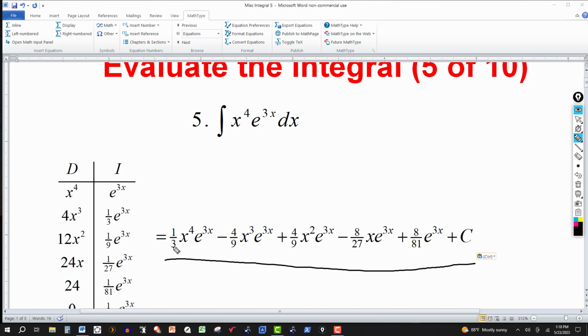They're reduced. So the first term is 1/3 x to the fourth e to the 3x minus 4/9 x to the third e to the 3x plus 4/9 x squared e to the 3x, and so on. You can see the terms there.